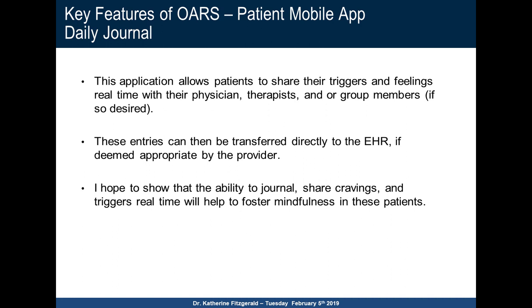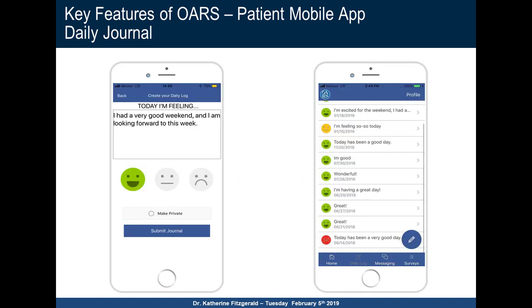These journal entries can be transferred over directly to their electronic medical record if it's appropriate. This shows you what they can see from their phone. As you can see, they can actually make it private if they like. I can see that they journaled, and that's useful for when we're trending participation and things like that. But a lot of times they want me to see what they wrote. They want feedback from me, and that feedback's very important. Again, them feeling connected to the provider.